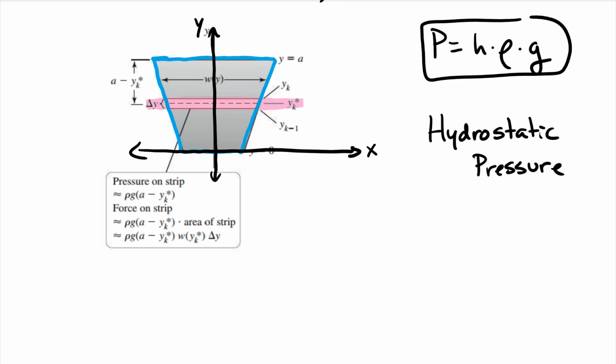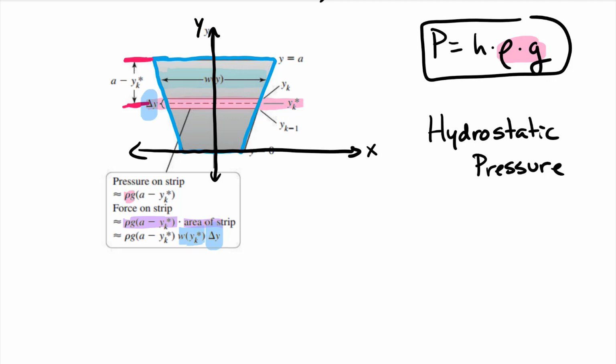What's the pressure on the strip? Of course, it's got to be that rho g. It's just all about the height. We're going from A to whatever any y value: A minus the y, whatever the height is, minus the y value. So the force on the strip is going to be that pressure times the area of said strip. The area is just the width times that delta y, and that will create the force.